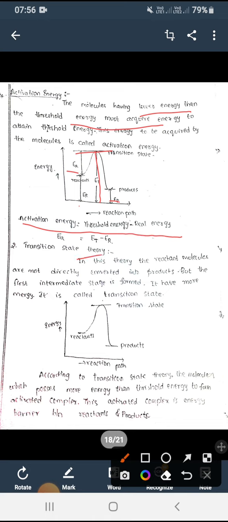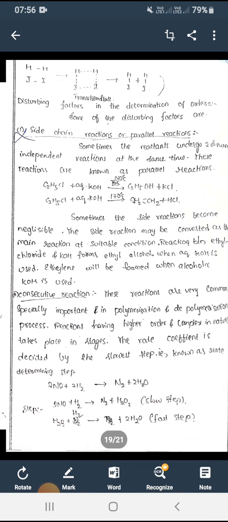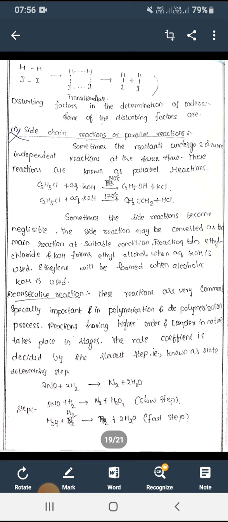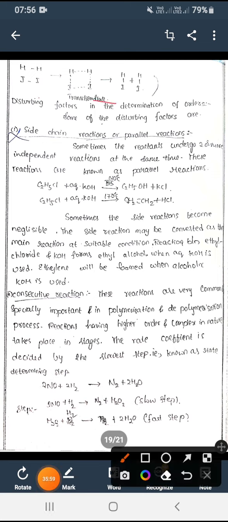So then transition state theory. So this is the second theory. In this theory, what happens is the reactant molecules are not directly converted into products. First an intermediate is formed, after that it is converting into the transition state. After forming the intermediate state, which is known as the transition state, the molecules which possess more energy than threshold energy form the activated complex. The activated complex is the energy barrier between reactants and products, we can say here. The reaction we have taken over here is H2 plus I2 gives us 2HI.